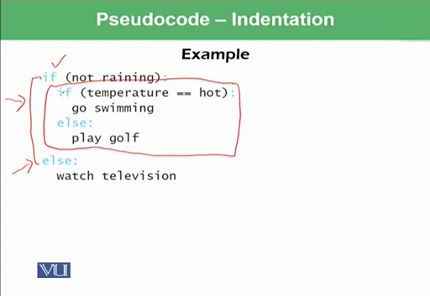How it will perform: if it is raining, the if not raining condition will be false, and it will come over here and say watch television; sit at home and watch television. There is no need to go outside. However, if it is not raining, then it will check another if. If the temperature is hot, it will say go swimming. And if the temperature is not hot, it's cool, then it will say play golf.